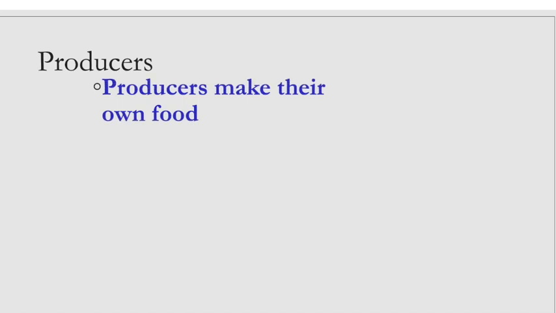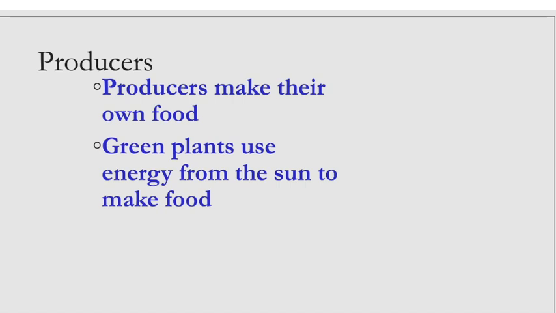Producers, they produce their own food. So most producers are green plants that use energy from the sun to make food. Now I might ask you, what is the process that plants use to make their own food? Photosynthesis, very good.